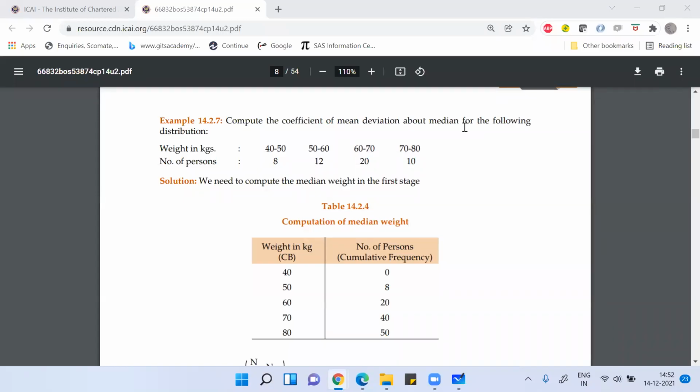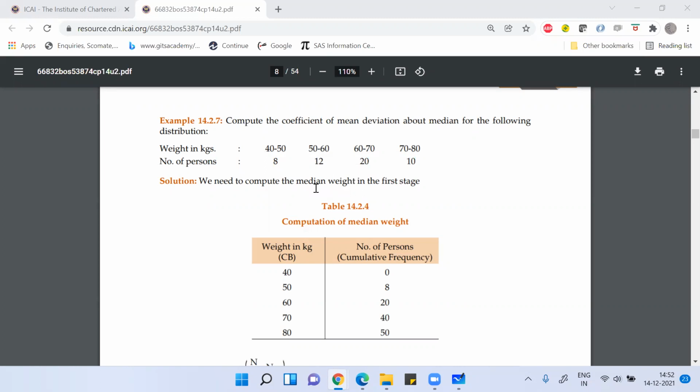If you see this question, guys, compute the coefficient of mean deviation about median for the following data. They have given you the class interval, and then they have given you the number of persons. They want the median. So you know that, right? For median, if there's class interval with frequency given, we'll find less than cumulative frequency, right?